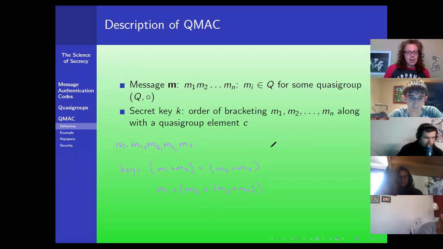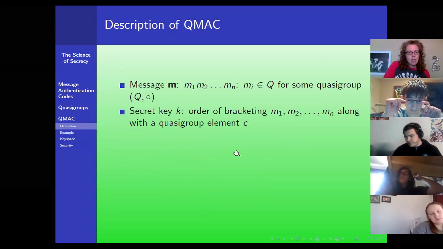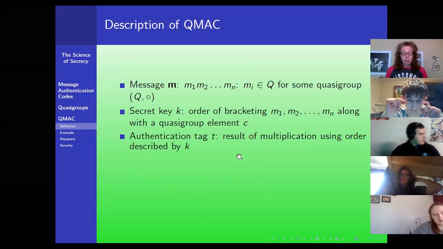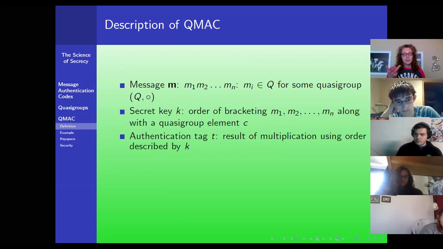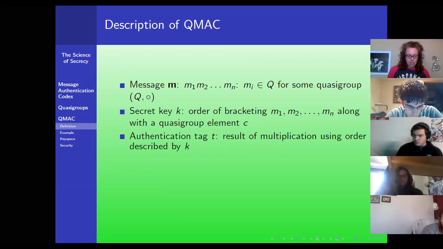And then your authentication tag is going to be the result of whatever that set of parentheses was multiplying out. So you're going to multiply all of those computations together using the way that you describe the parentheses, and that is going to be your authentication tag. Almost. I'll tell you almost in just a second.